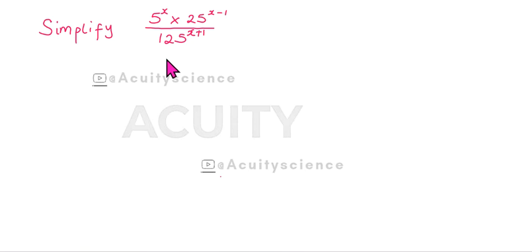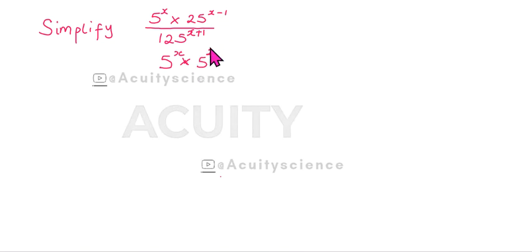So the first number here, 5 raised to the power x, is already in base 5. To put 25 in base 5, we'll say 5 raised to the power 2. The reason I'm writing this is because I want to have 5 as the base, so I can apply the law of indices that only works on numbers with the same base. So times 5 raised to the power 2, which represents this 25.